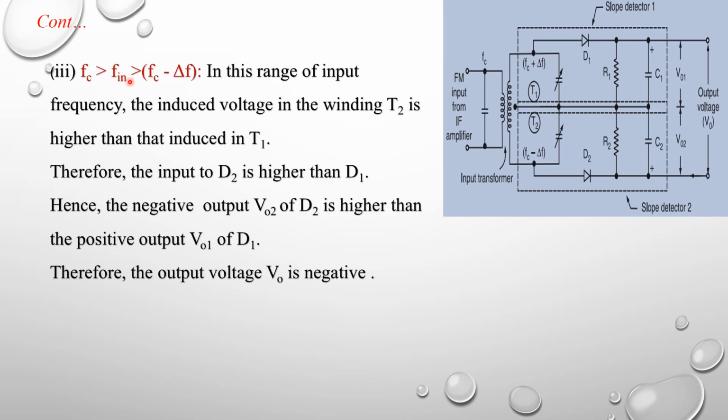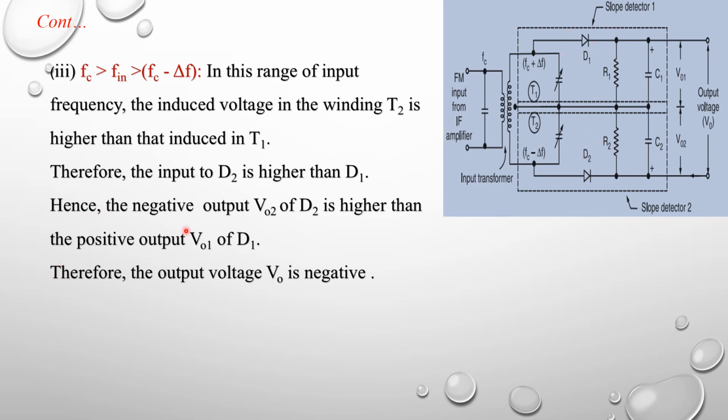Case 3, input frequency is less than carrier frequency and greater than Fc minus delta F. For example, carrier frequency Fc is equal to 10 kilohertz and Fc minus delta F is equal to 5 kilohertz. The input frequency is in between 5 kilohertz and 10 kilohertz. In this range of input frequency, the induced voltage in the winding T2 is higher than that induced in T1. So T2 voltage is higher than the T1. So therefore the input to diode D2 is higher than D1. So diode D2 is higher than the diode D1.